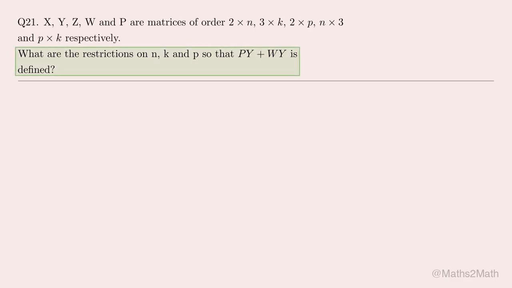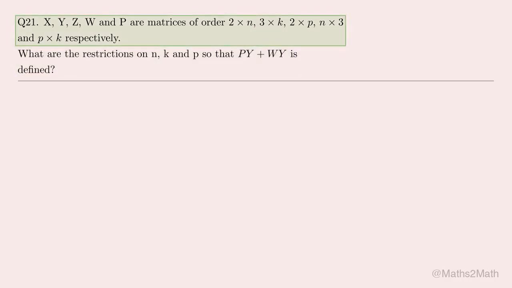Question 21. Multiplication needs inner orders to match. Addition needs the results to be the same shape. The 5 matrices have orders 2 by n, 3 by k, 2 by p, n by 3, and p by k.